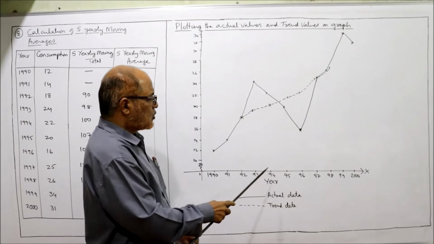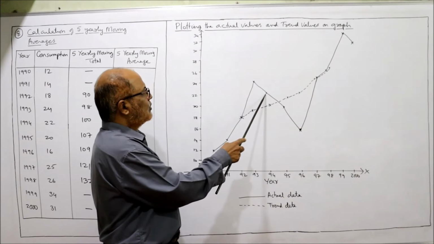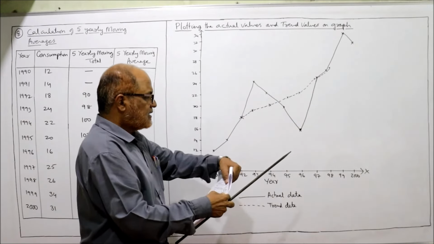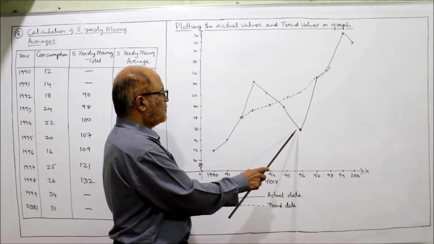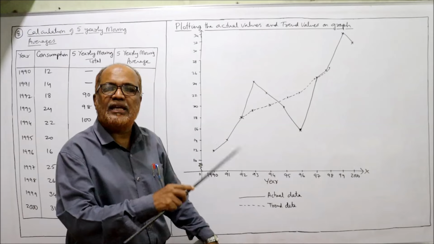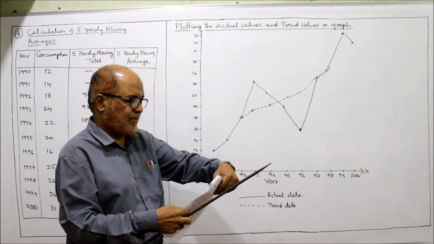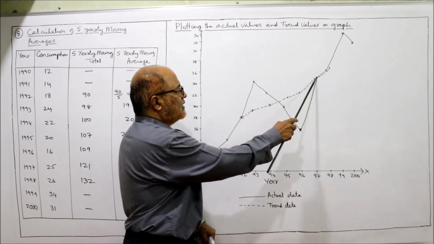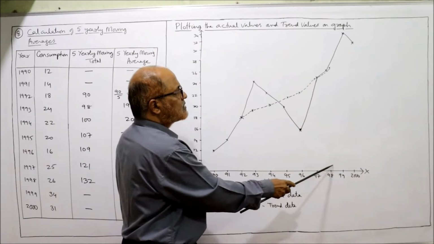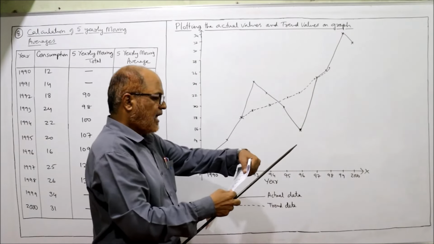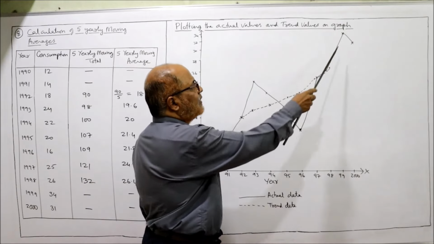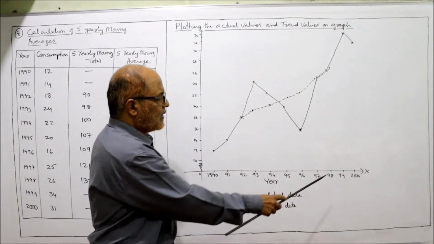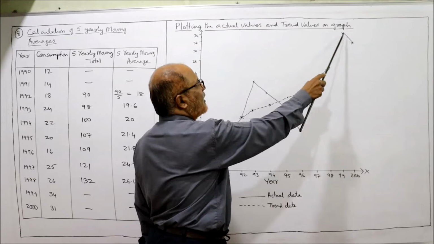Then 1994, it is 22. Put a mark. Then 1995, 20. Put a mark here. Then 1996, 16. Against 16, put a mark here. Simultaneously, you should join every successive point. Then 1997, 25. Against 25, put a mark here and join these 2 points. 1998, 26. 26 is here. Join the points. 1999 is 34. 34 is here. So from here to here, join the points. Last, 2000, it is 31. So against 2000, put a mark at 31 and join.